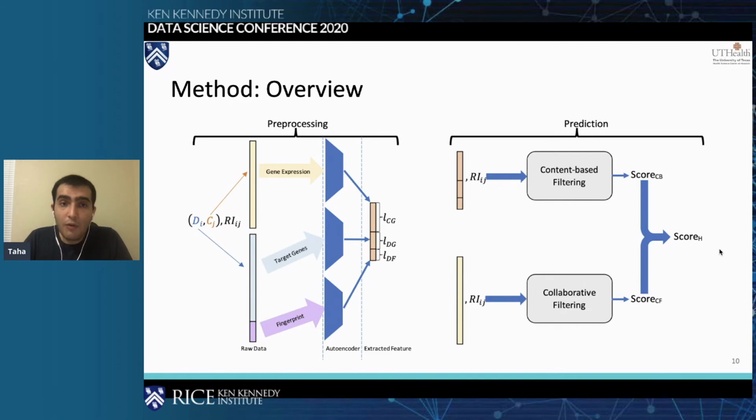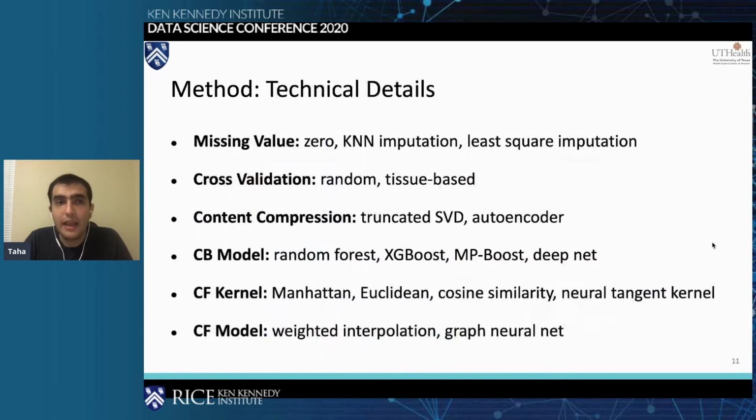Thus, by now we have explained our hybrid model, and of course there are a lot of technicalities in our method that are listed here. For example, how we handle missing values, how we handle cross-validation, how we compress the contents, and how we select models and kernels.